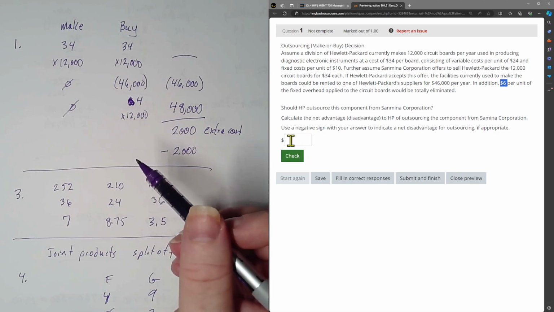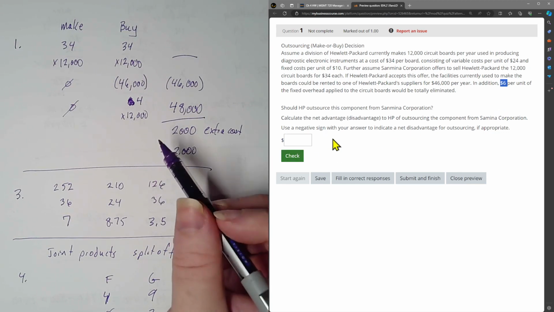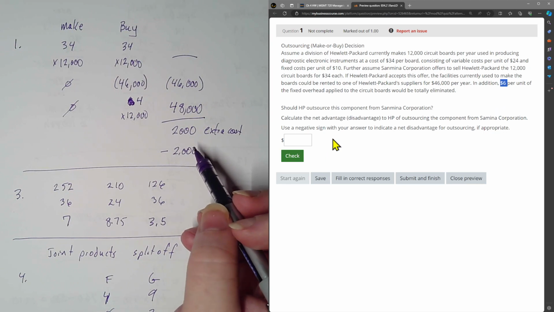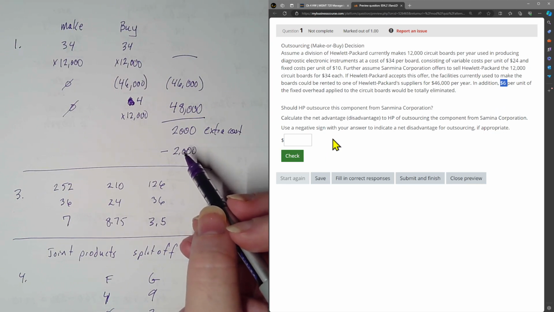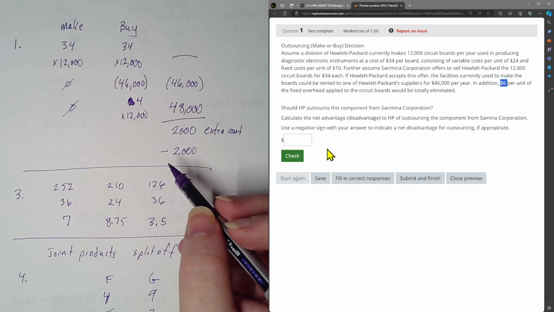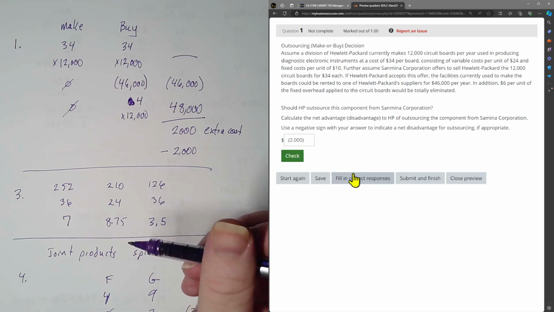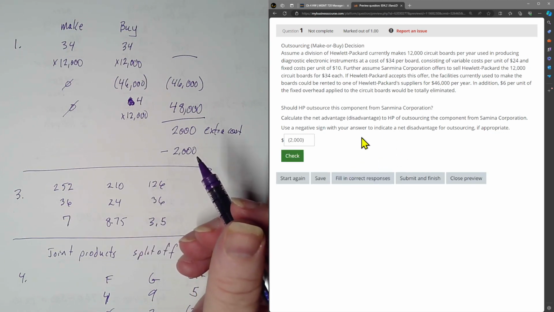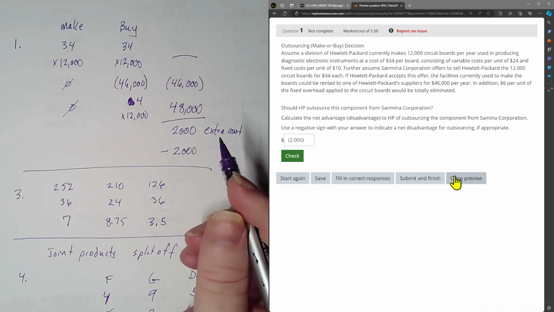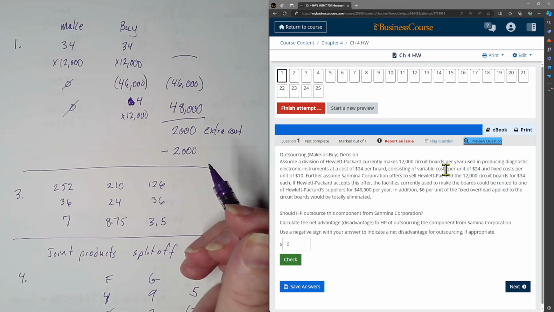Now, how do we phrase that as far as the answer to the question? 2,000 in extra cost is a disadvantage because once again we phrase it as: should we choose the alternative? Should we buy it? And the answer is no, that would be disadvantageous because it would be an extra 2,000 in cost. So we would write it as a negative and call it a net disadvantage. And here they actually put it in parentheses, but I think they ask you to use a negative sign. Okay, let's move on to the next one.